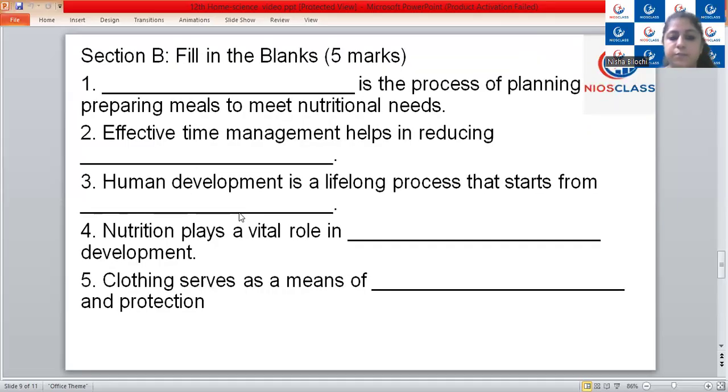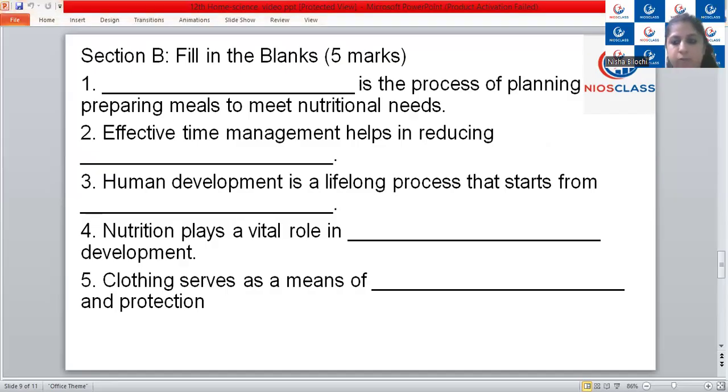Okay. Let's move on to section B, which I've created over here for all of you. And here you will find there are fill in the blanks. Okay, fill in the blanks are there. Just a second. Yes, so we have fill in the blanks with us. Let's start with this one by one.